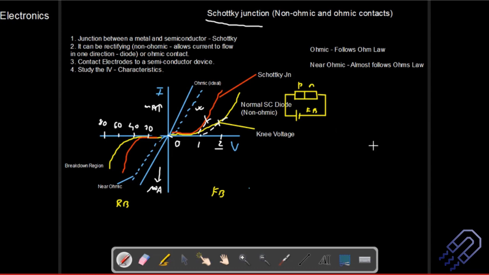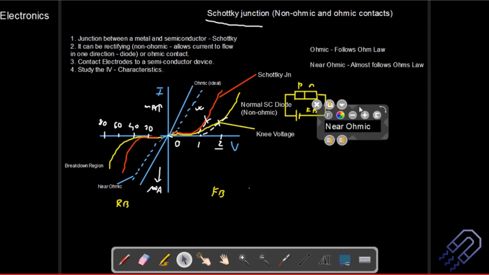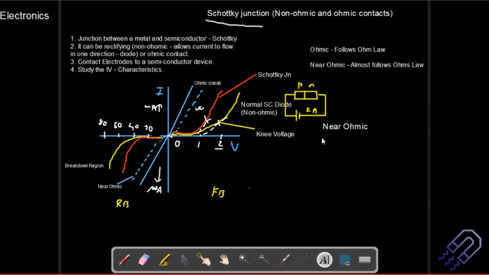So now we are going to talk a bit about the near ohmic contact. Let's talk about the near ohmic contact. This is actually important. So let me go to this near ohmic. And how do we actually find out near ohmic? Let's discuss this part. Let me write it down point wise. In near ohmic contact, how exactly do you make those near ohmic contacts?